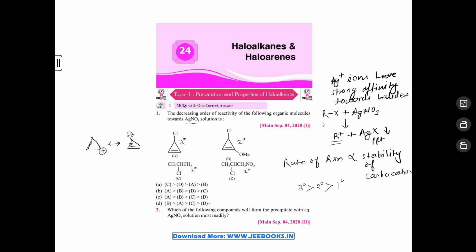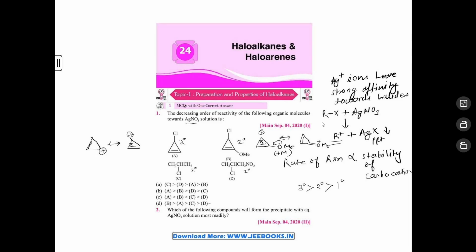Now let's check this one. This is also stable because of the positive mesomeric effect of the methoxy group. The lone pair is in conjugation with this pi, and therefore this is stabilizing more effectively as compared to A. So the most stable carbocation will be B and then A.